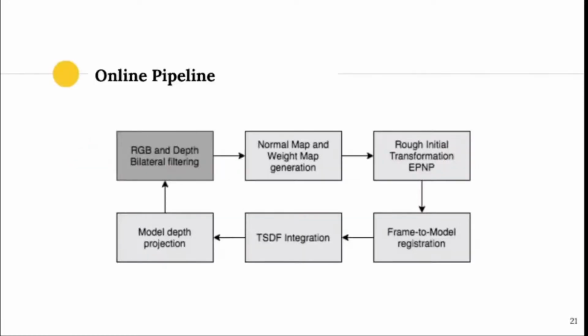Trying to address these problems, now we propose a pipeline to deal with it. This is an overview of the pipeline. First, we filter the depth and color images. Then, we get the normal map and a weight map based on the filter depth image. We find the initial pose using EPNP algorithm and the ORB features. And after that, we find the final pose by minimizing an error function that considers the weight map obtained before. The new depth data is integrated into a reference model, and we project the reference model and generate a depth image that's used to align with the new depth images.